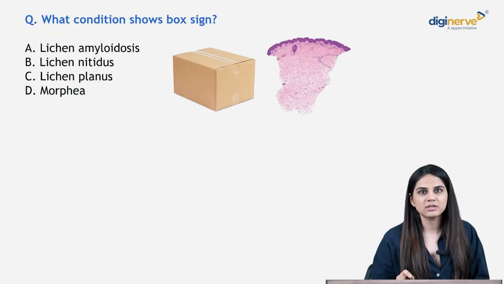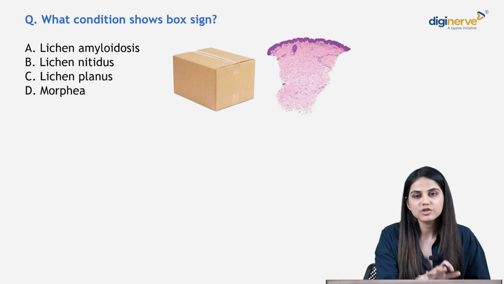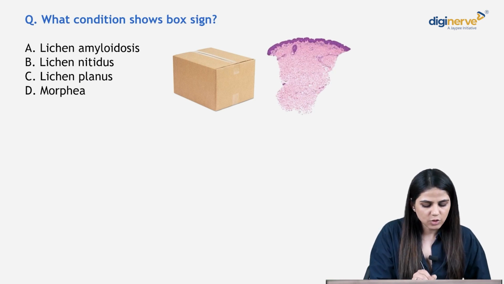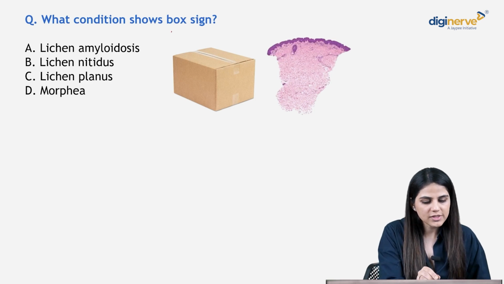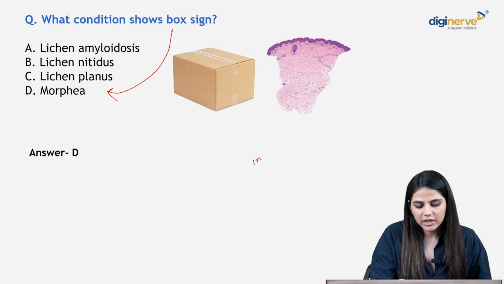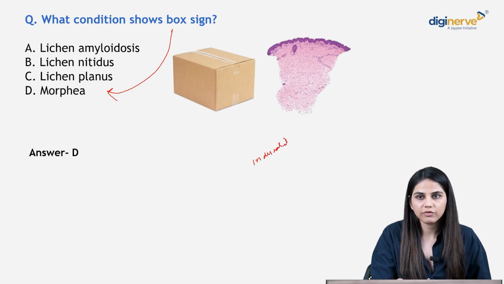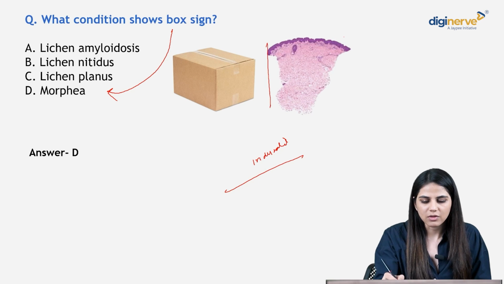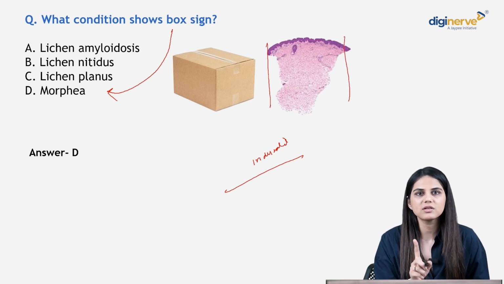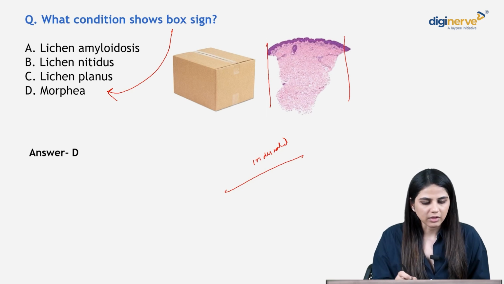So the next question is here, what condition shows the box sign? Even if you don't understand the histopathological image here, box sign is seen in morphea. So the biopsy of an indurated stage in morphea represents a box. Alright, so hence it is called the box sign. Morphea is a localized scleroderma.